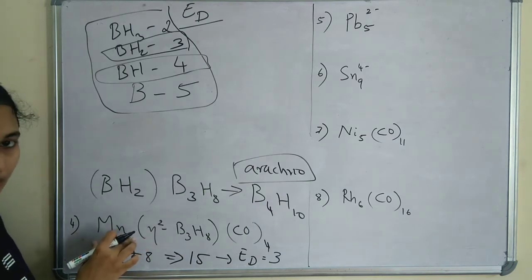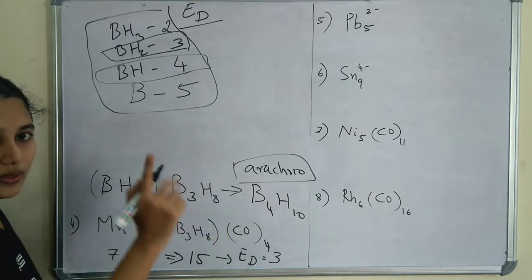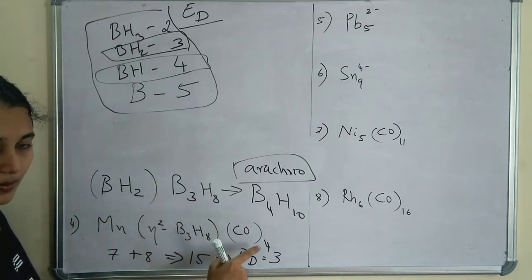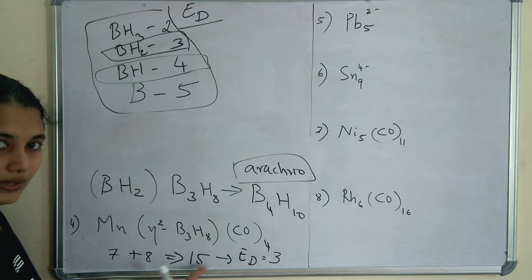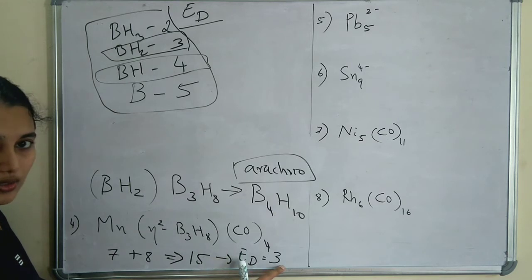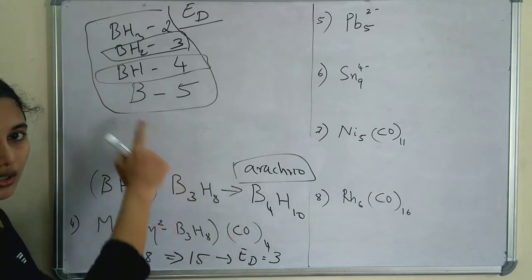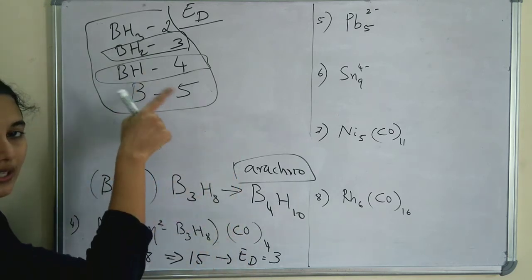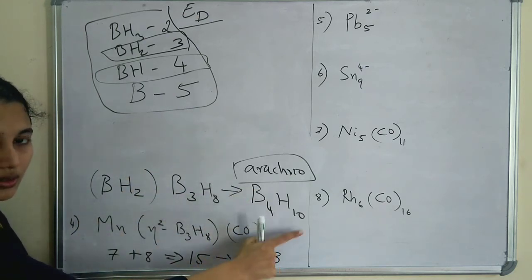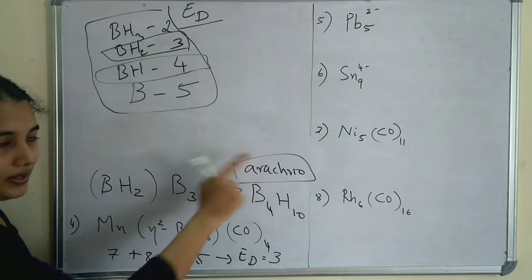So Mn is 25, so 2 plus 5, 7 electrons in the valence shell. 7 plus CO: one CO gives 2 electrons, 2 into 4 is 8, and 7 plus 8 is 15 electrons in these two atoms. So the electron deficiency will be 3, since 3 more electrons are needed to attain 18. In the table, BH2 has electron deficiency 3, so this can be replaced with BH2. BH2 with B3H8 gives B4H10. 4 plus 6 gives 10, so 10 minus 4 is 6. So 4 plus 6, n plus 6, is an arachno structure.